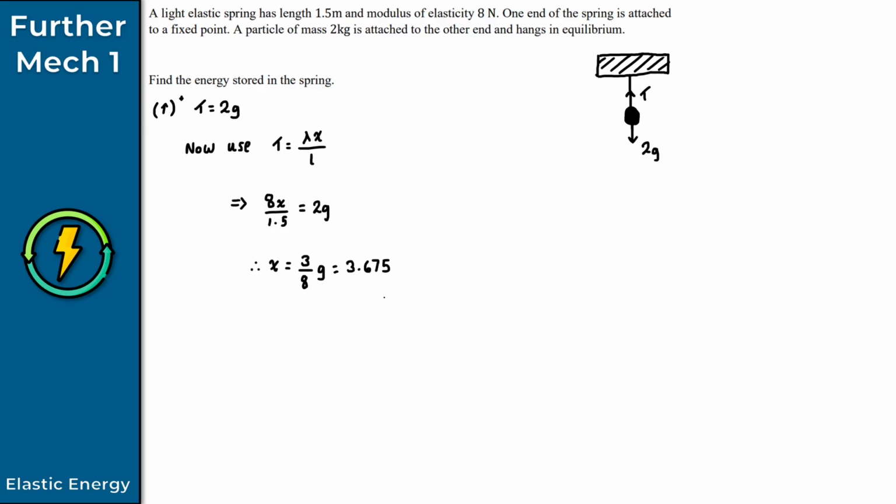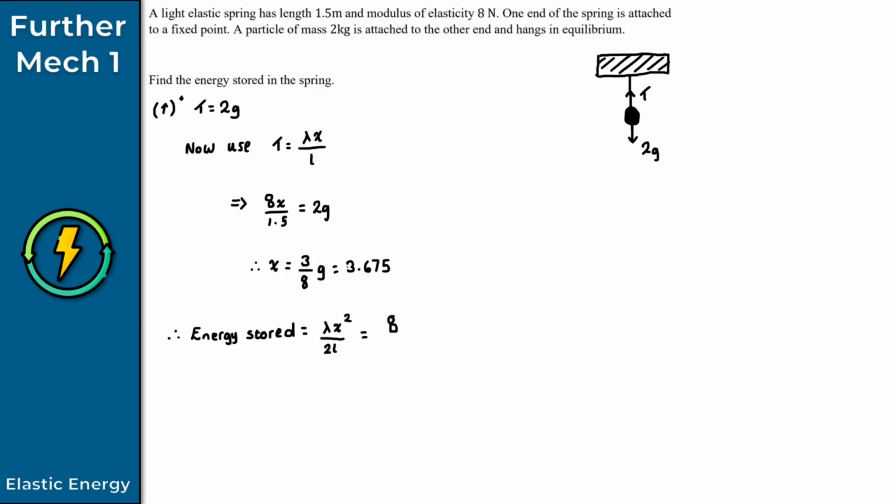So what we're looking for here is the energy stored in the spring. Don't forget, we did cover this in the previous question, question 1. If you're looking for the energy stored, we need to use the following formula. So energy stored is equal to lambda times x squared all over 2L. So what we're going to do is just put all of this together now. Lambda is still 8, that doesn't change, that's just the modulus of elasticity. So I get 8 times x squared.